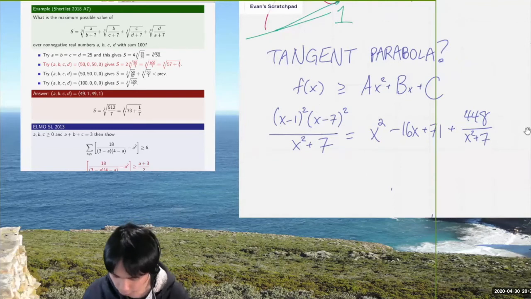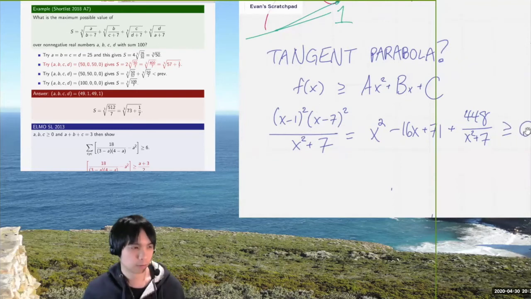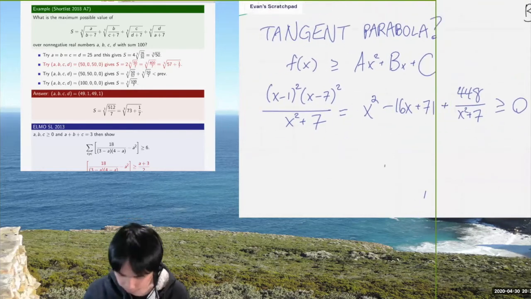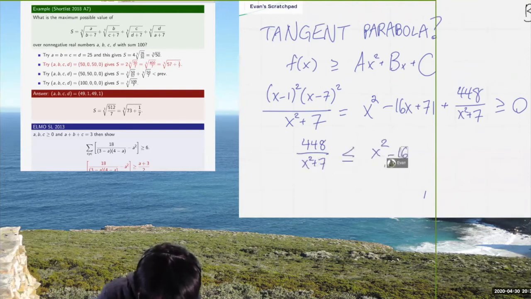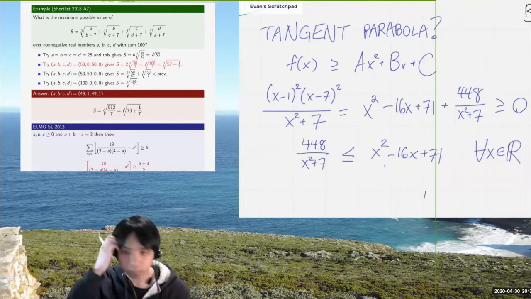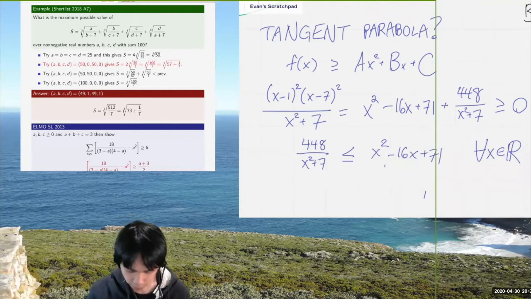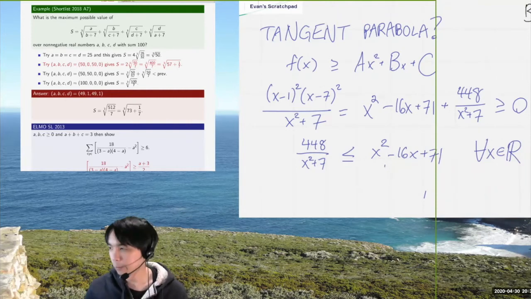And this is an inequality where, because it's a square, it's going to be always non-negative. And so I realized if I rearrange this, then what I get is the inequality 448 over x squared plus 7 is less than or equal to x squared minus 16x plus 71 for every x. And so what that means is if I had some variables and I knew the sum of the variables and the sum of the squares of the variables, then you can get some bound automatically on this 1 over x squared plus 7 thing.